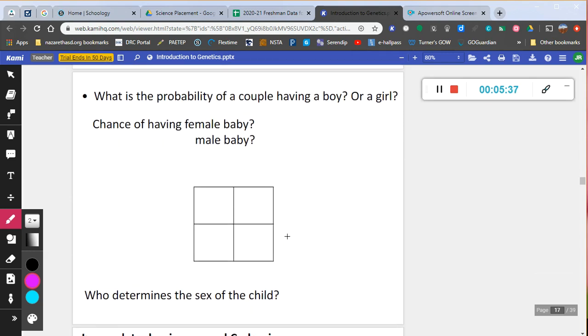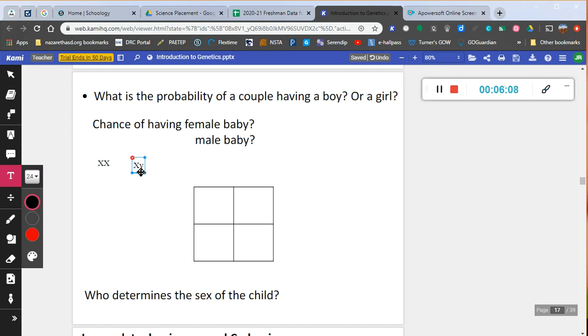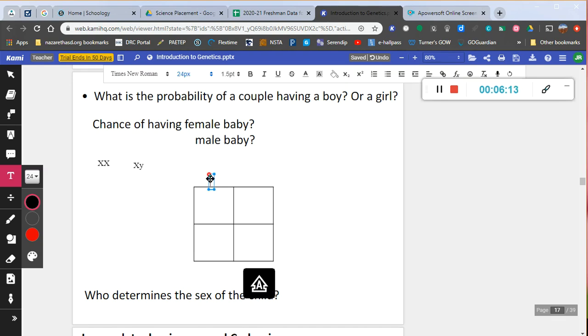I want to talk about this a little bit. Who determines the sex of a child? Anytime you have a husband and wife together, what is the chance they have a female child? What is the chance they have a male child? Well, you can actually apply a Punnett square to this as well. If you have a female who is XX and you have a male who is XY, we can take those two chromosomes and separate them out just like we do for our alleles when we're doing a genetic cross. So here is mom.